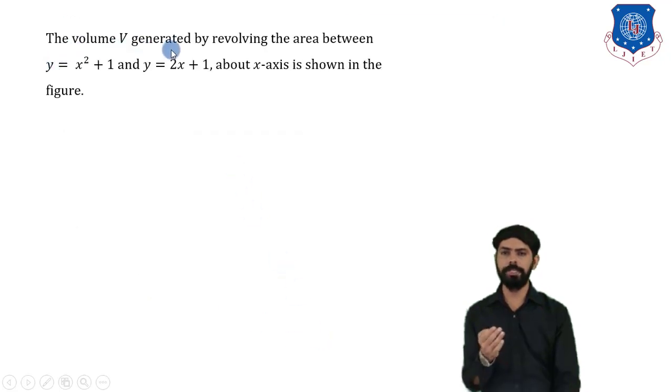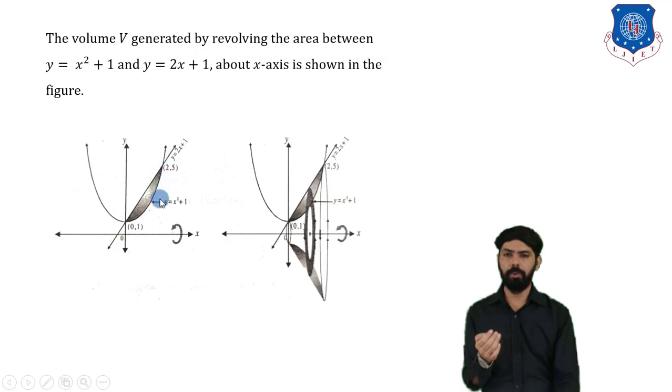Now the volume V generated by revolving the area between y equal to x square plus 1 and y equal to 2x plus 1 about x-axis is shown in the figure. So this is the graph of y equal to x square plus 1, and this is the graph of line y equal to 2x plus 1. And here, as we have found earlier, points of intersection are (0, 1) and (2, 5). So this is the region, and now we will revolve this about x-axis. So we will have to find volume of this. So here x will vary from x equal to 0 to x equal to 2. Therefore limit of x will be from x equal to 0 to x equal to 2.